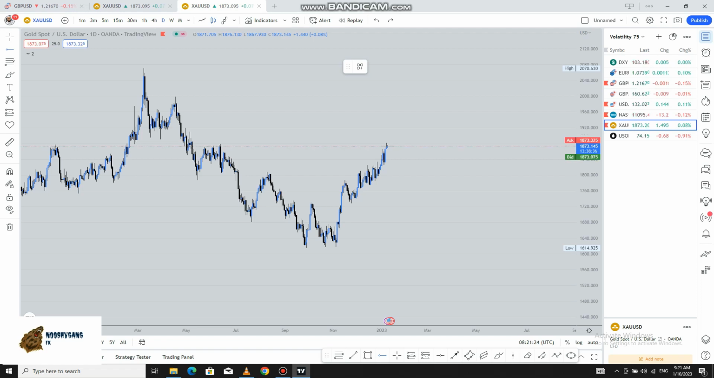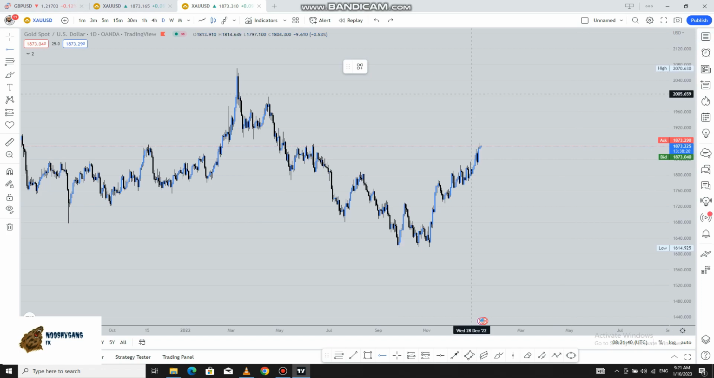Firstly, you have to identify the trend in the market. So how do you identify the trend? You need to go to a higher time frame to know the direction of the market. Remember, the trend is your friend. So you need to use the higher time frame to know where the market is going, and then you execute with the lower time frame.